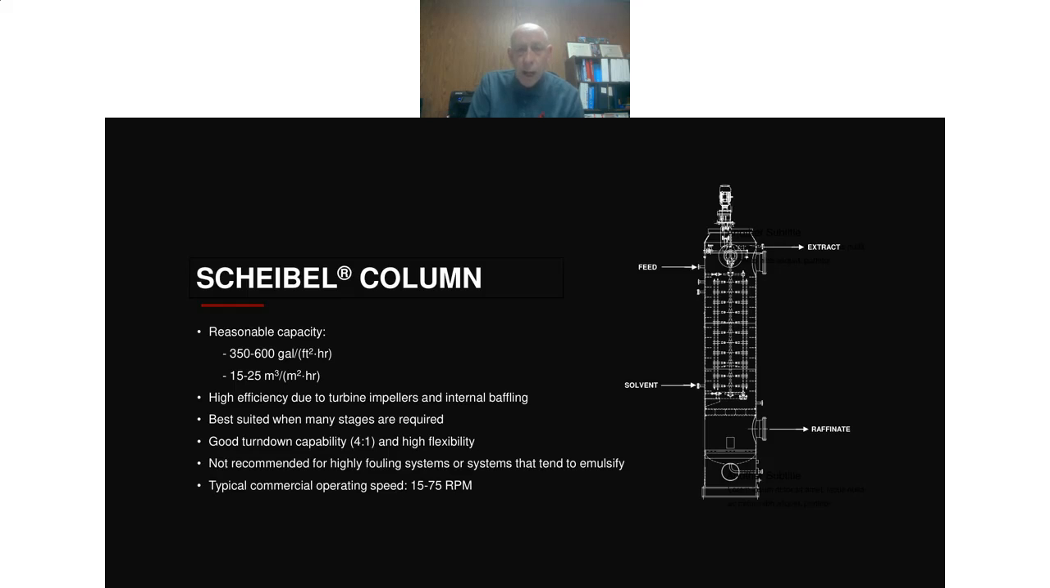It also has a really good turn down to 25% of design. So it's really best suited when, say, you've got a high interfacial tension, high density difference system. You need a lot of agitation to break the phases up. This column is going to be the best choice for that type of system. We don't recommend it for systems that foul or emulsify, and that's because I'll tell you about the Karr column in a minute.